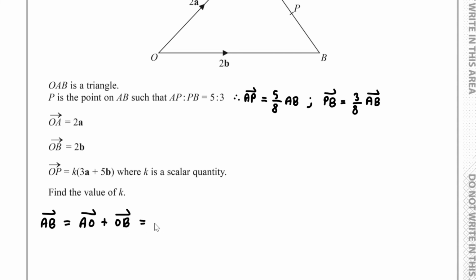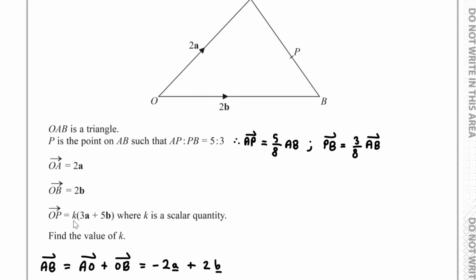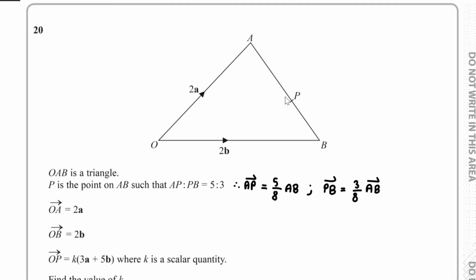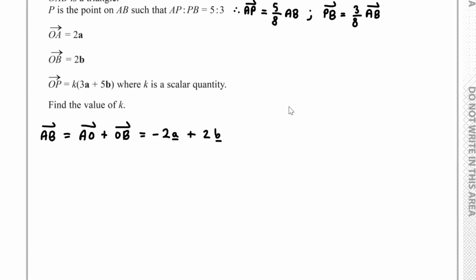So here we're going to have minus 2A plus 2B. Now, OP is equal to K lots of 3A plus 5B. Well, how does this help us? Well, let's actually find out the vector OP. For that we need to find out what AP is.